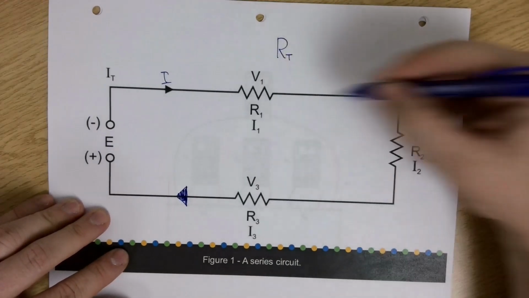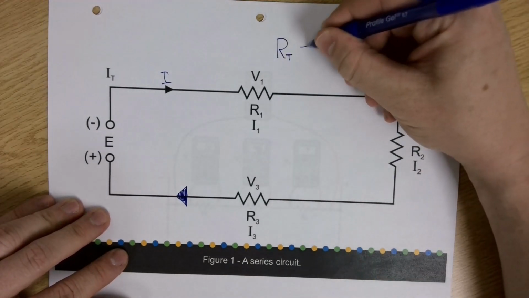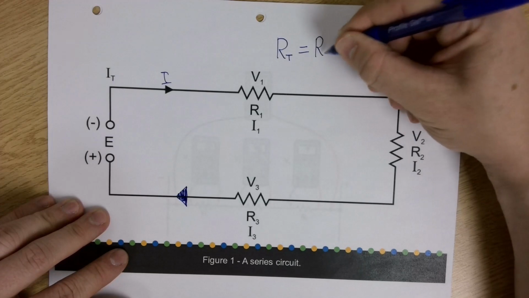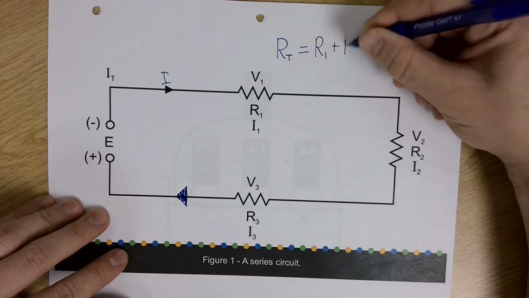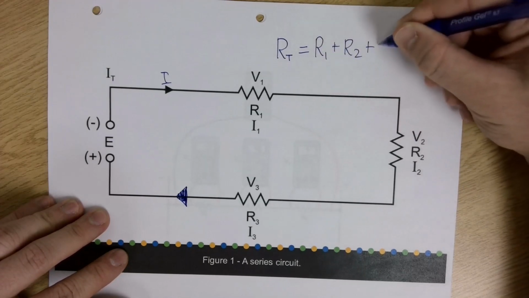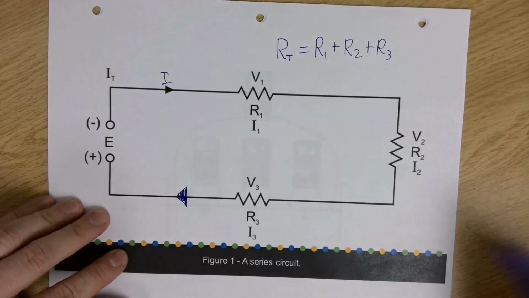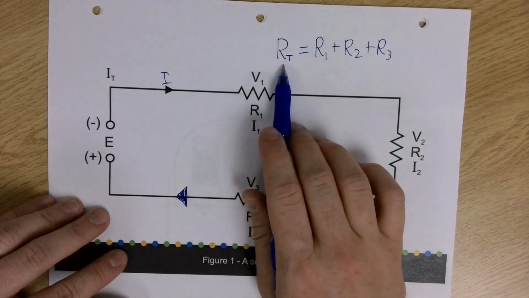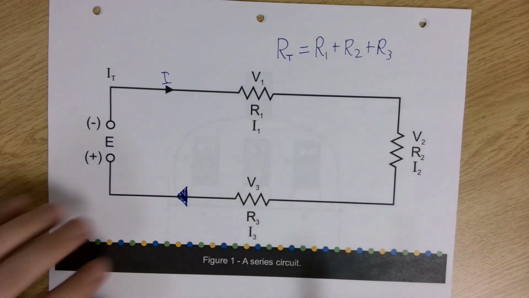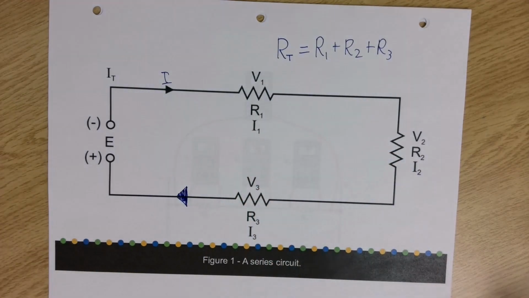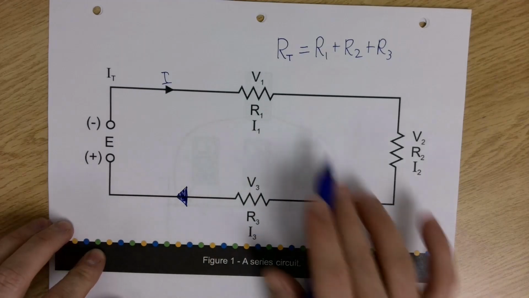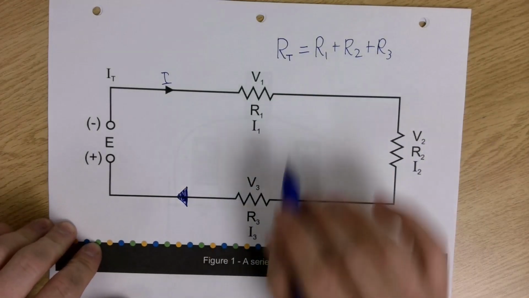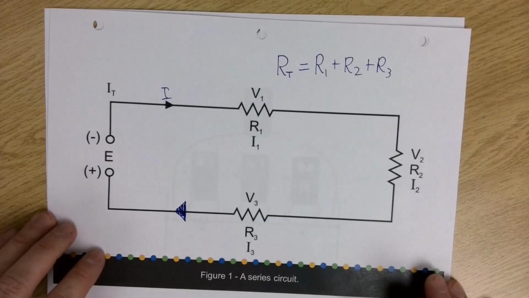And so the total resistance of the circuit is quite simply R1 plus R2 plus R3, because we have 3 resistors. If there was just 2 resistors, it would just be resistance total equals R1 plus R2. So that's the total resistance for a series circuit. Just add up all the resistors, and that's your total resistance, okay?